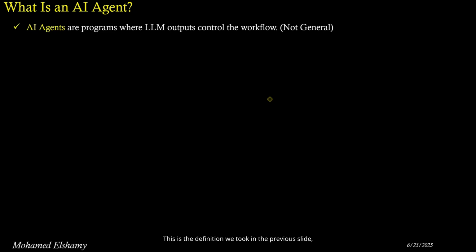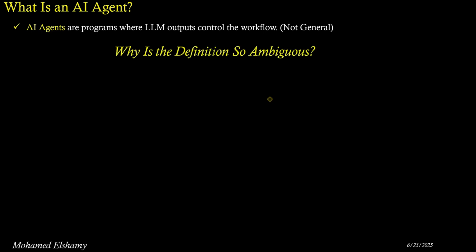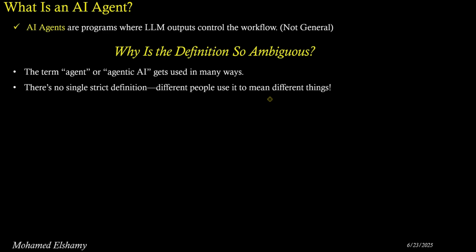This is the definition we took in the previous slide, where we said that the AI agent is basically a collection of programs. And the LLM bot that is integrated into the AI agent is what controls the workflow of this program. Now, some people say that this definition is a bit misleading, meaning it's not entirely accurate. Why? Because up until now, there isn't a very precise definition for an AI agent.